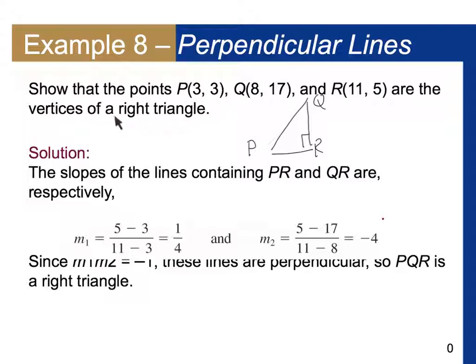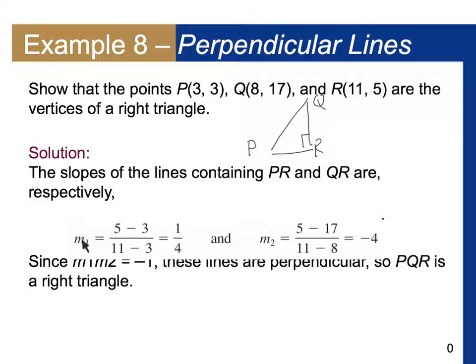Okay, let's look at examples. Show that the points P(3,3), Q(8,17), and R(11,5) are the vertices of a right triangle. We don't need to graph these. We will look at a diagram of this in the next slide, but we want to see if the slopes of two of these line segments are negative reciprocals of each other, so that they're perpendicular. When we have perpendicular line segments, PR and RQ, then we have a right angle, which means we have a right triangle if they're all connected.